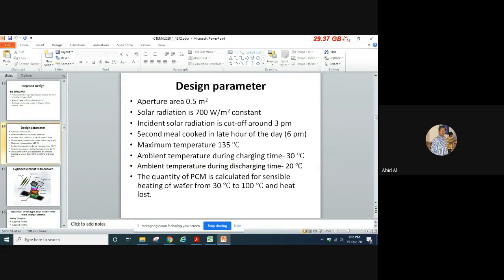And as the PCM, we use erythritol, which is a phase change material, so we call this material PCM. The quantity of PCM is calculated for the sensible heating of 4 liters of water from 38 degrees centigrade to 100 degrees centigrade, plus heat loss to the surrounding.